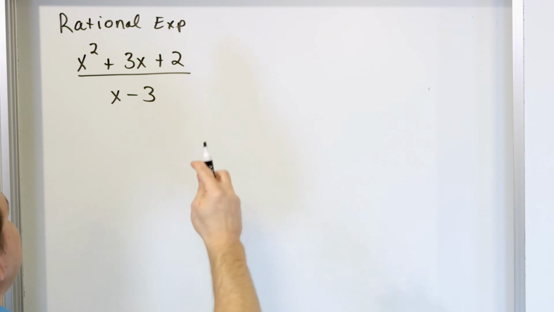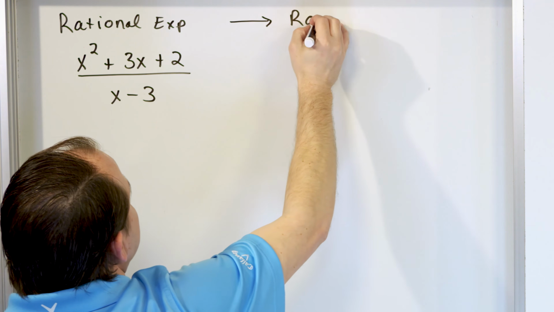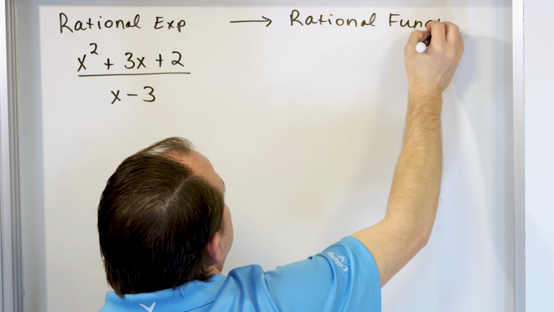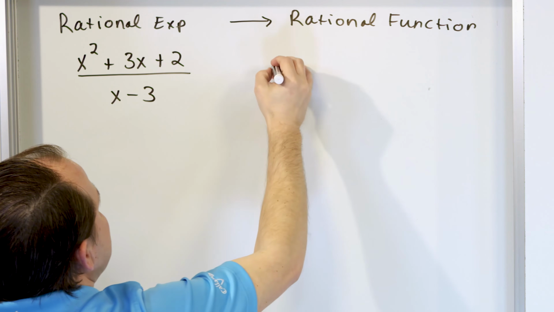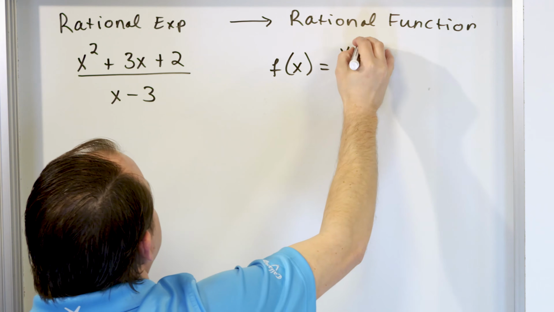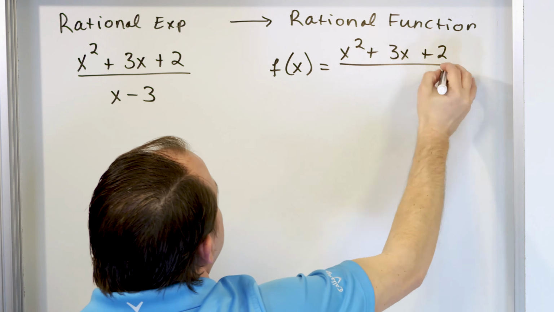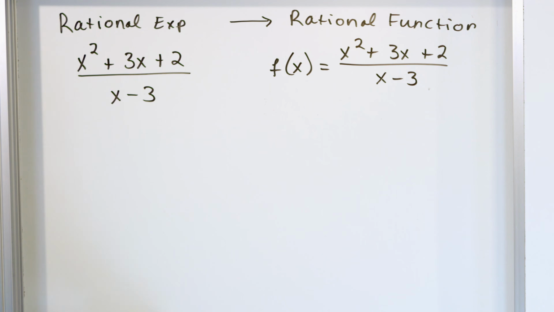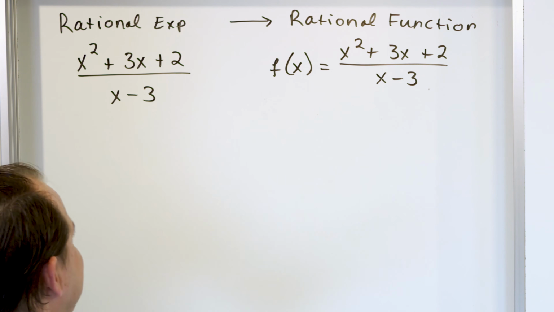Now what we can do is we can take any rational expression we want and we can turn it into what we call a rational function, which is exactly the same thing as this, except we say that we'll make it a function of x. But it's going to be exactly the same thing. f of x equals x squared plus 3x plus 2 over x minus 3. What does all this mean? It just means that any rational expression you have is an expression that has x's in it, right?